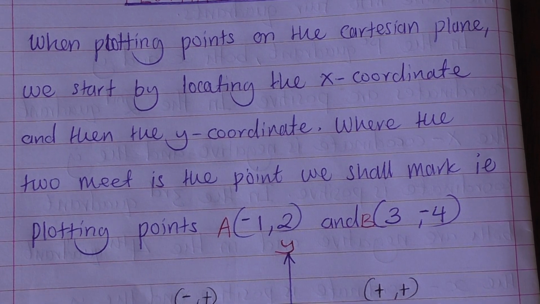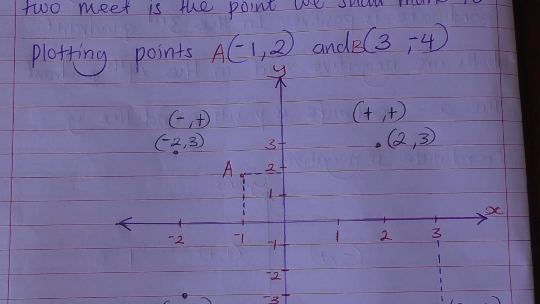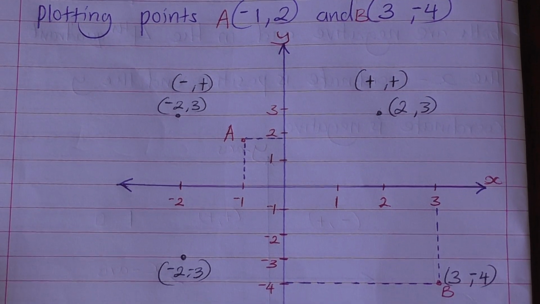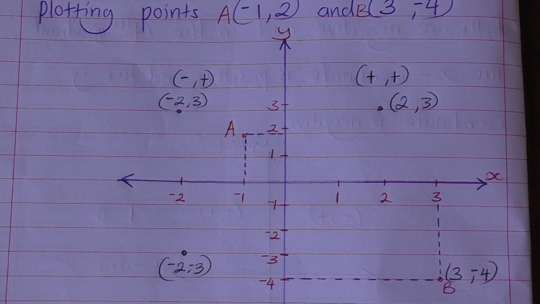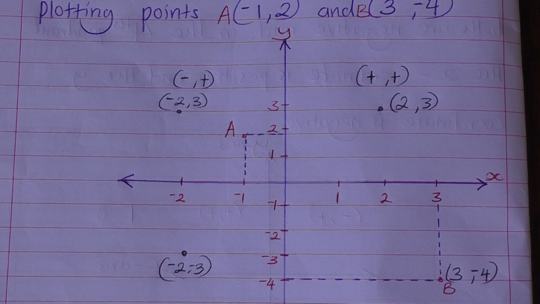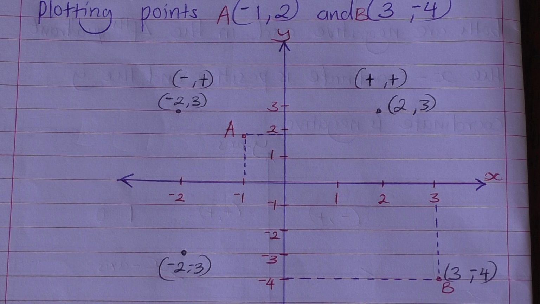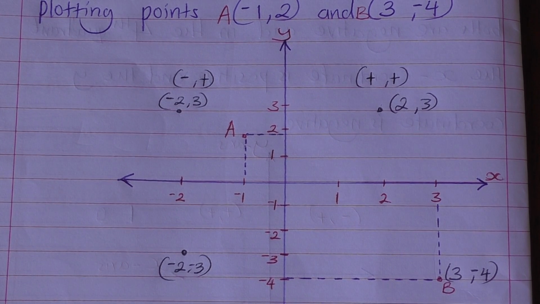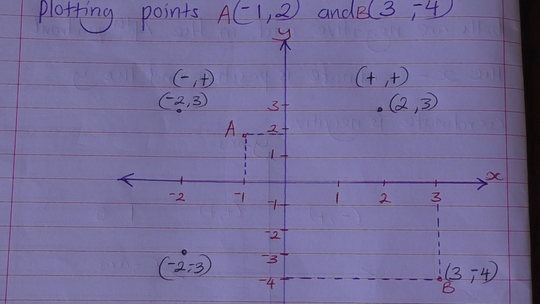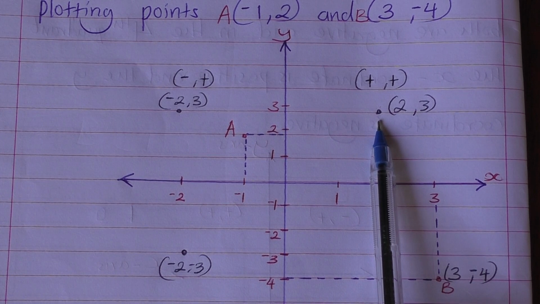However, before we look at how we plot points, let us look at the Cartesian plane. The Cartesian plane is made up of two axes, that is the y-axis and the x-axis. And these two axes divide it into four quadrants. We have the first quadrant, where both the x and y coordinates are positive.